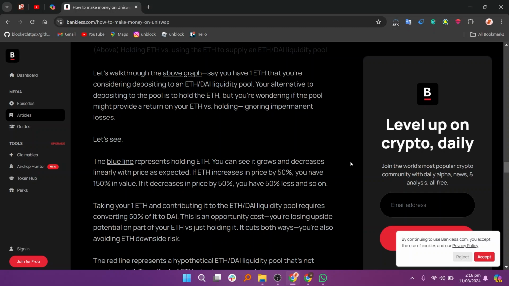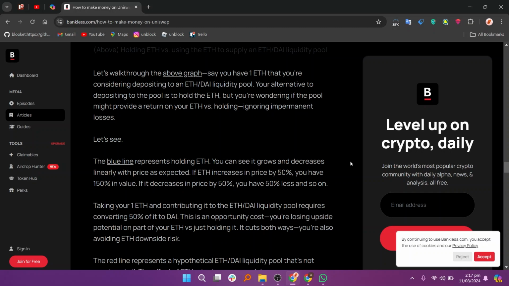You can see it grows and decreases linearly with price as expected. If ETH increases in price by 50%, you have 150% in value. If it decreases in price by 50%, you have 50% less, and so on.